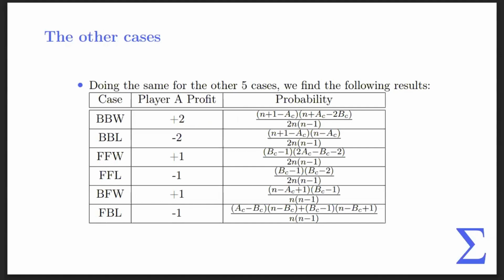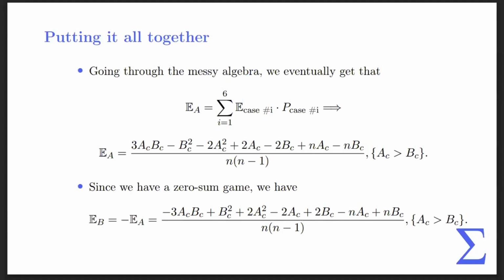Then we can do all the cases, and we get this wonderful table that has the expected profit for player A, as well as the probability each case occurs. We do have some slightly gnarly expressions, but yeah. Then we go through the algebra of multiplying this by this, adding it to this times this, etc., for all of the cases. And if you do that, I thankfully have saved you the time again. We get this formula here.